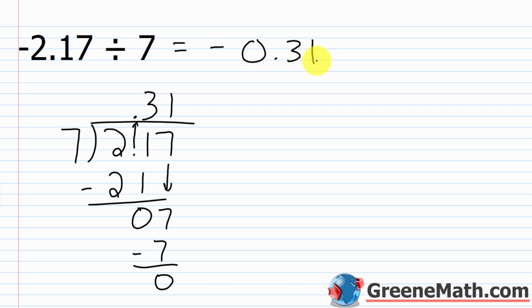And again, when you first start doing this, it's good for you to check. Take your quotient, your answer, multiply it by the divisor, you should get the dividend. So let's do one more where we check it.